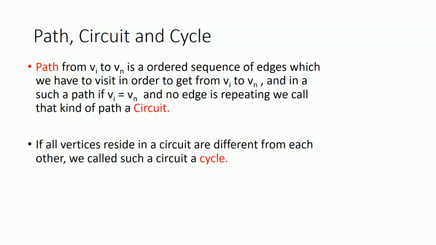Let's now define the terms path, circuit and cycle. A path is an ordered sequence of vertices to reach one vertex from another. And if a path does not have any repeating edges and the start and end vertex are the same, we call such a path a circuit. And if such a circuit doesn't have any repeating vertices, we call it a cycle.